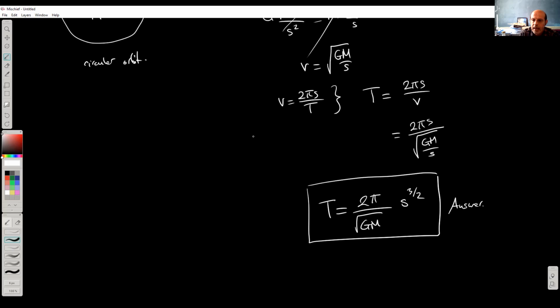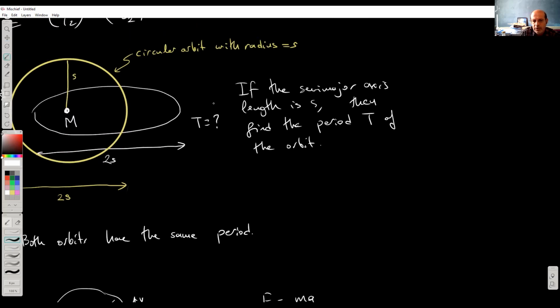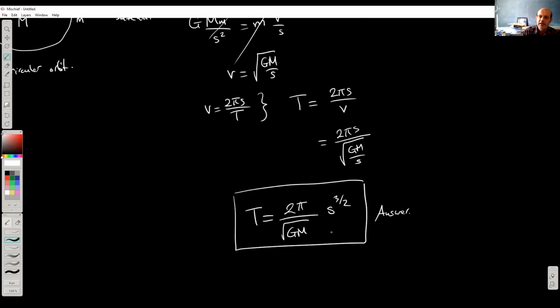Okay. Again, let's come back. That was the original question. If we have an elliptical orbit with the same major axis length, s, and the central mass equal to capital M, then find the period in terms of these two parameters. So that's the answer to that question.